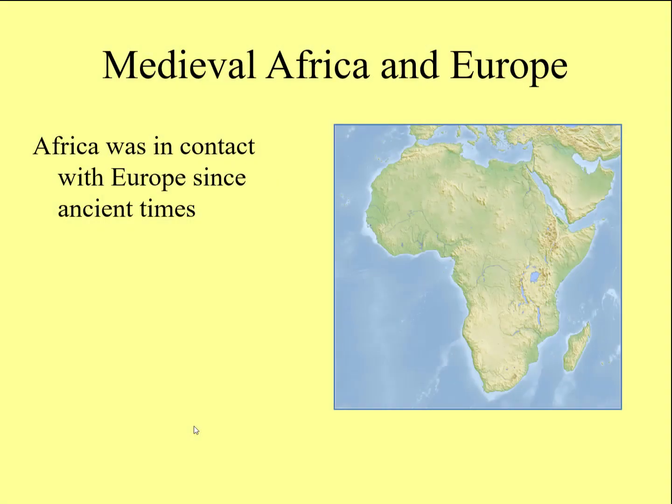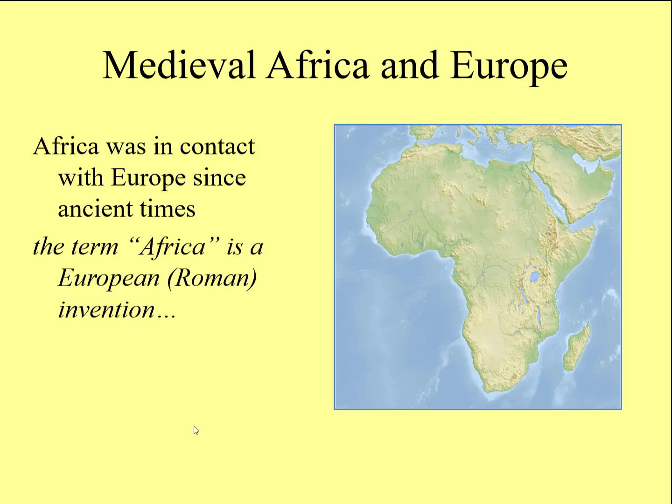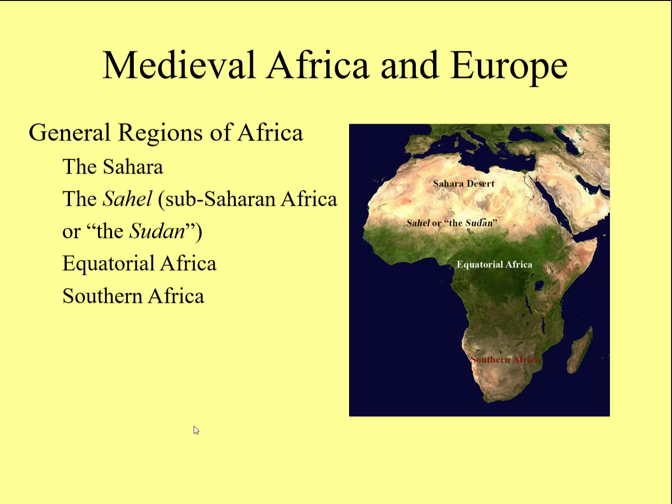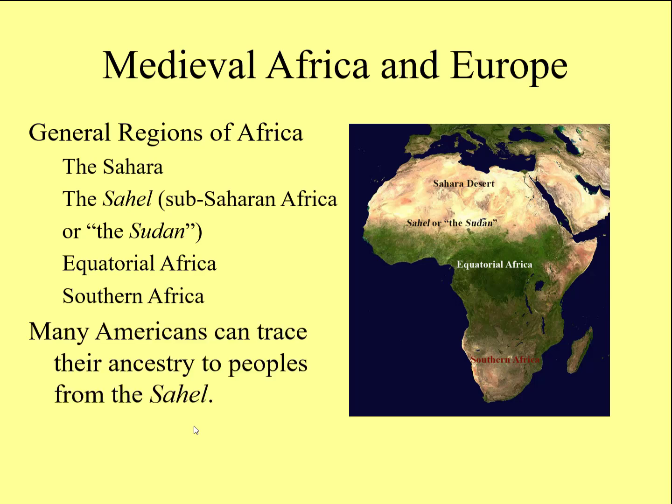Africa was in contact with Europe since ancient times. In fact, the term Africa is a European invention. The Romans coined the name. The general regions of Africa are the Sahara, the Sahel, which is sub-Saharan Africa or the Sudan, Equatorial Africa, and Southern Africa. Many Americans can trace their ancestry to peoples from the Sahel.